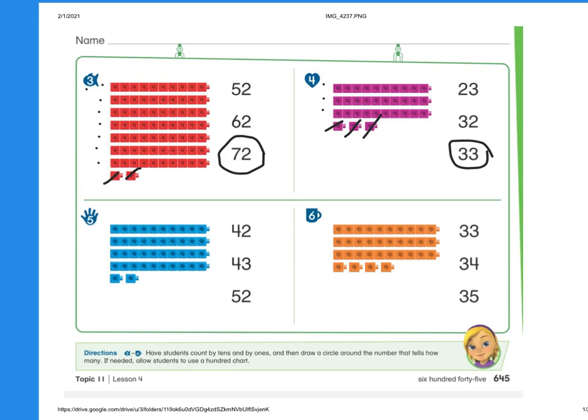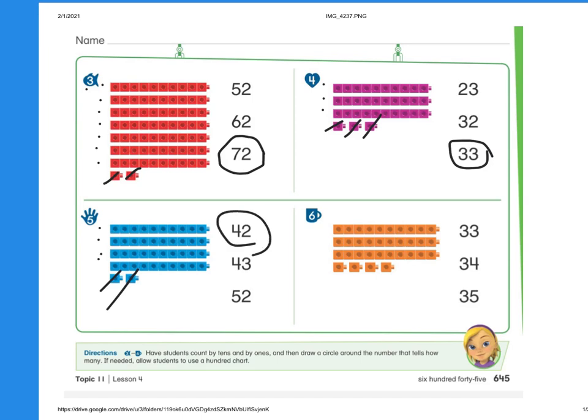Number 5, the blue cubes. We'll count again. 10, 20, 30, 40. Then we're going to count by 1, so 41, 42. Find 42. It's a 4 and a 2.